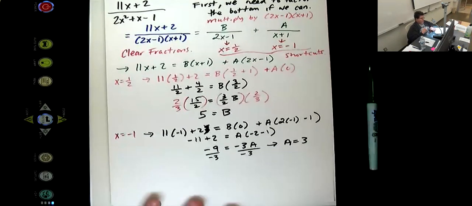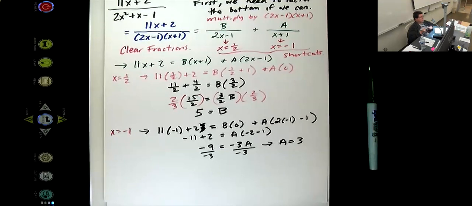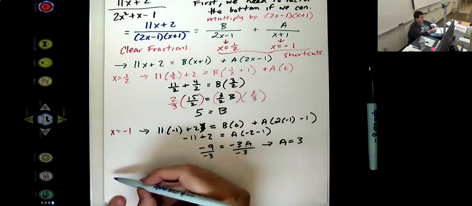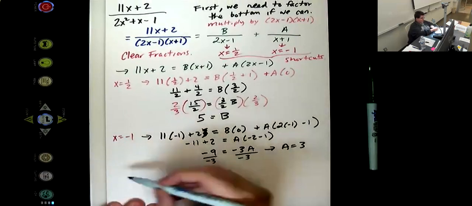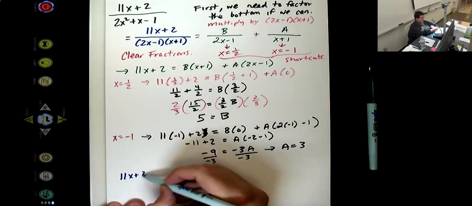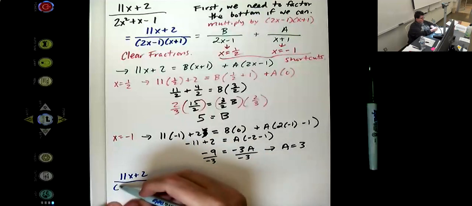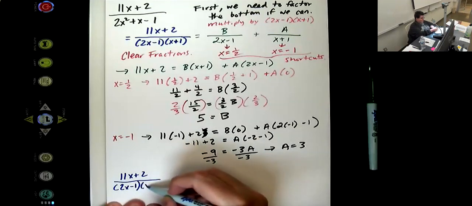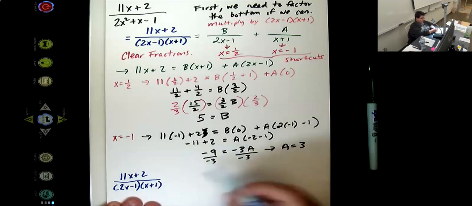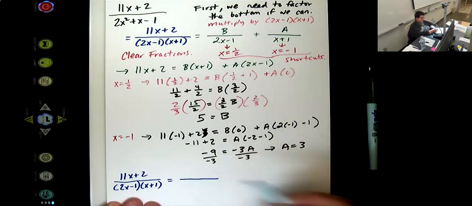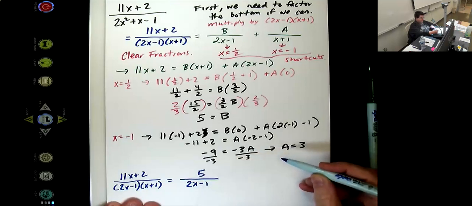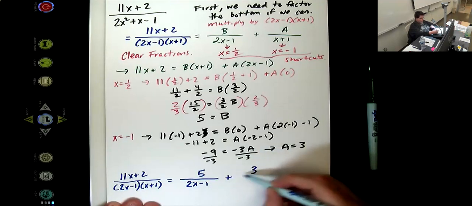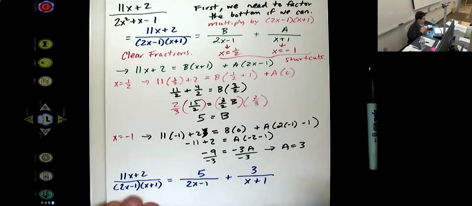That's not your answer. You don't just put what a and b are. When you're done, go back up and reassemble them. Plug them into what you broke them down into earlier. We said b was the 1 over the 2x minus 1. So I got a 5 there. And this one's a 3 over x plus 1.